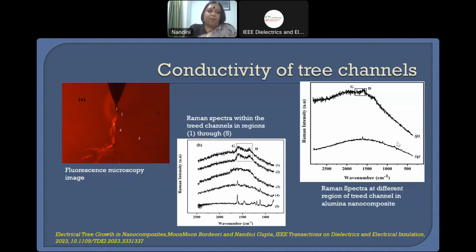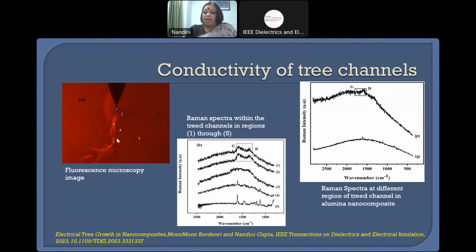Now, when we take epoxy, if we visualize this under fluorescence microscopes, we see that there are fluorescent byproducts being formed in the tree channels. This precedes the formation of G and D channels. This is the Raman spectra. From the Raman spectra taken at various positions of the tree, we can see that there is the formation of the graphitic and disordered bands in certain regions of the trees.